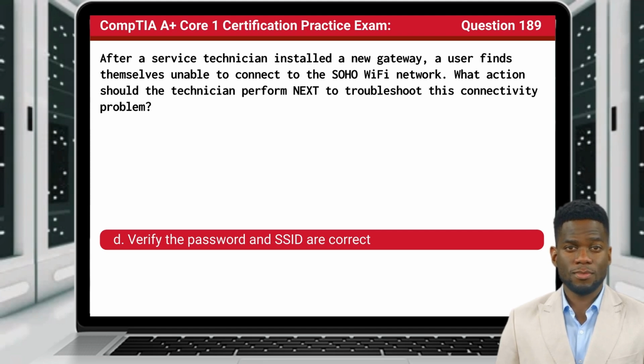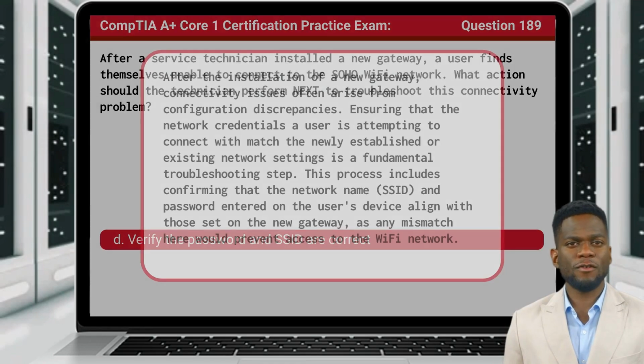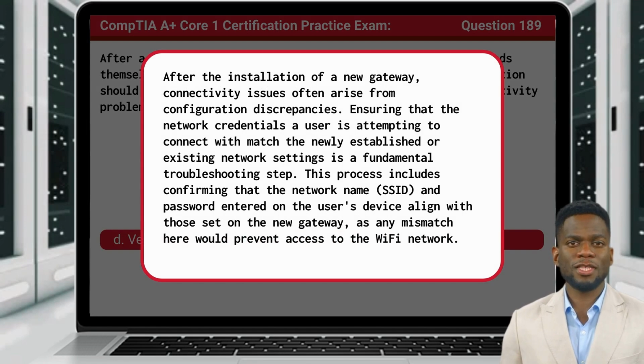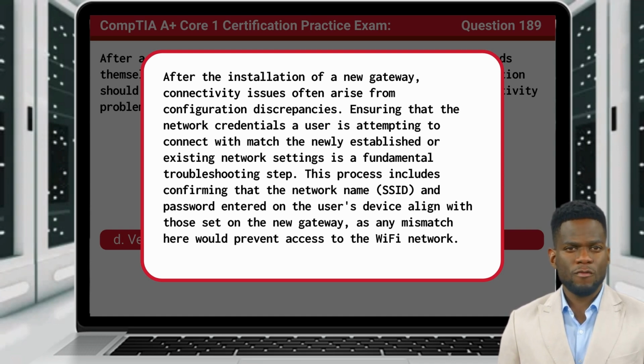The answer is D. Verify the password and SSID are correct. After the installation of a new gateway, connectivity issues often arise from configuration discrepancies. Ensuring that the network credentials a user is attempting to connect with match the newly established or existing network settings is a fundamental troubleshooting step. This process includes confirming that the network name, also referred to as the SSID, and password entered on the user's device align with those set on the new gateway, as any mismatch here would prevent access to the Wi-Fi network.